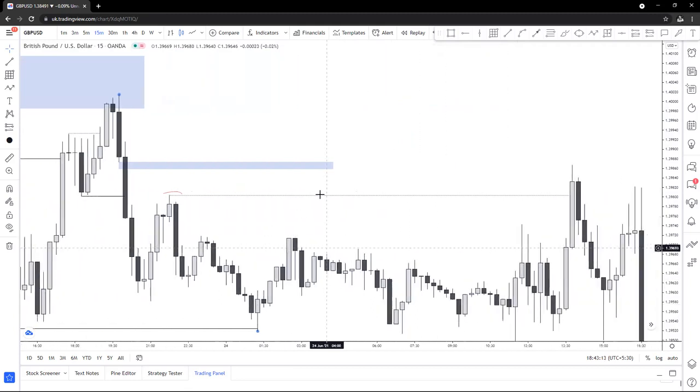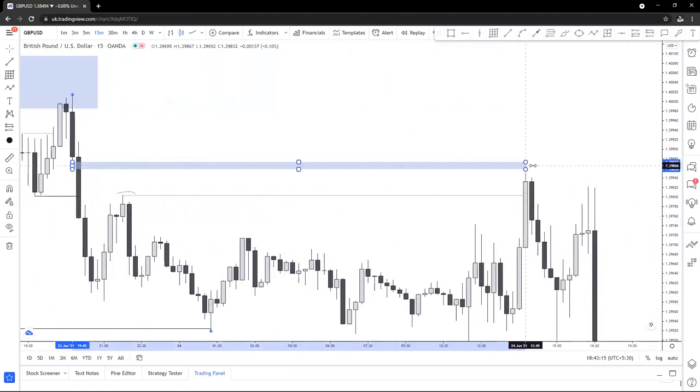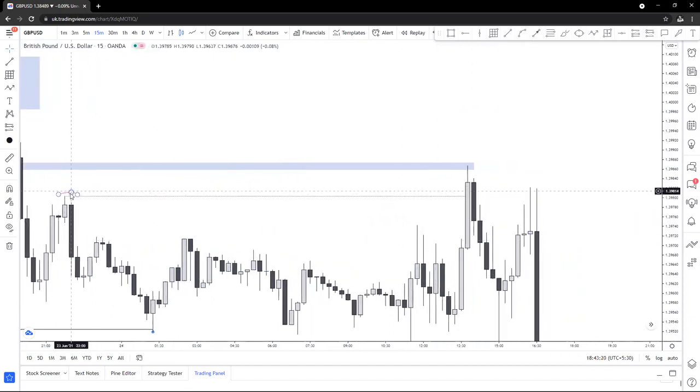And you see how it came back high? Boom. All of the liquidity has been taken out from this high.